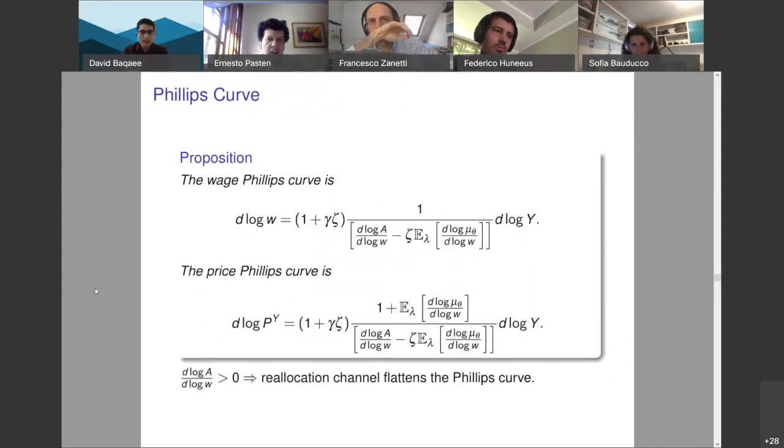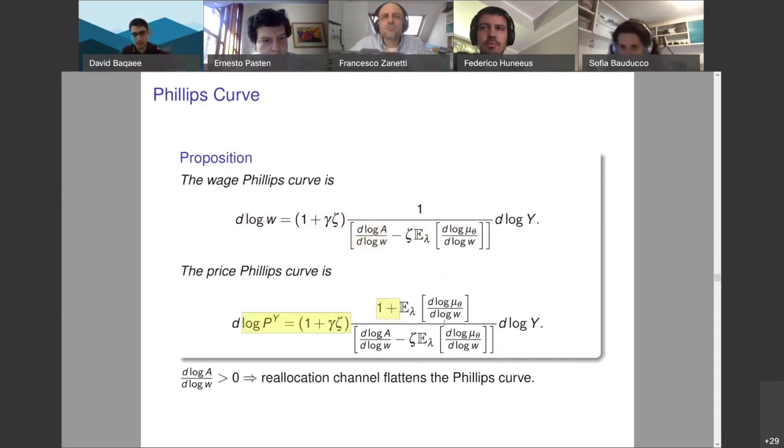Okay, now given that equation, I could just rewrite this so that I have the slope of the Phillips curve. So here's the Phillips curve. The wage Phillips curve has a slope that depends on the demand side effect and the supply side effect. Notice that if the supply side effect is present and positive, so d log A is a positive number, that makes the Phillips curve flatter. This is the wage Phillips curve.